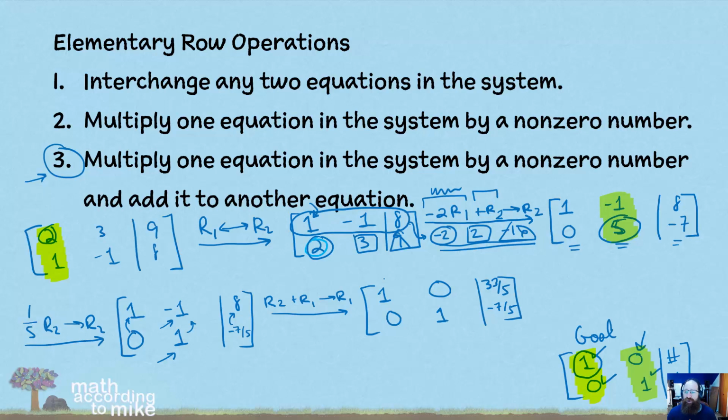So now reading across, remember this is the x column, this is the y column, this is the constant. This says 1x is 33/5, so x is 33/5. And 1y is -7/5. Hooray!